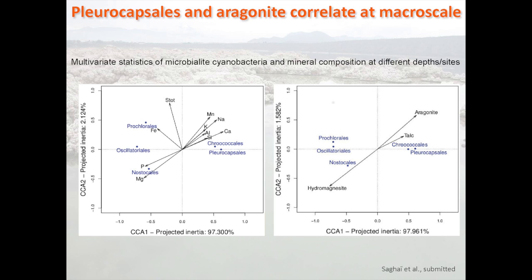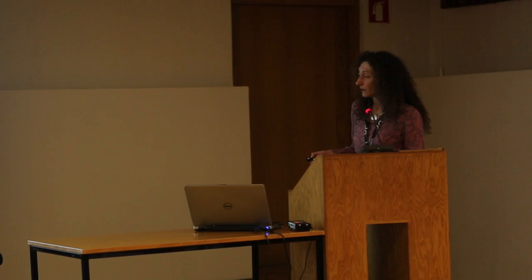So when you do multivariate statistics of the diversity of cyanobacteria and the composition of microbialites, you see a strong correlation between pleurocapsales, but also chroococcales, suggesting that they might also be involved, and calcium, and aragonite is the only mineral having calcium in this system. So there is a strong correlation, and it is likely a causal effect.